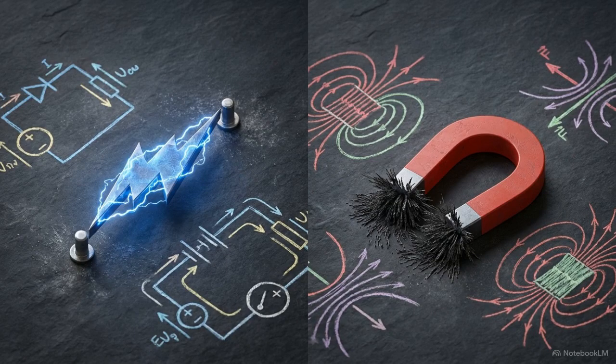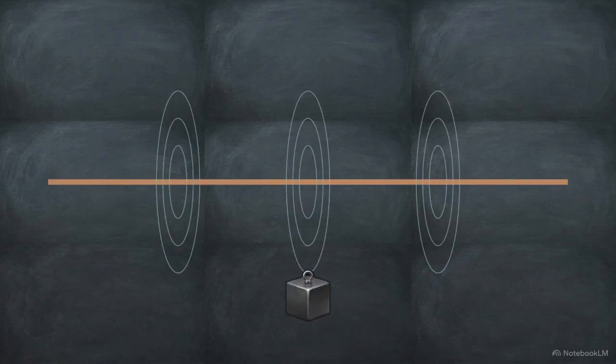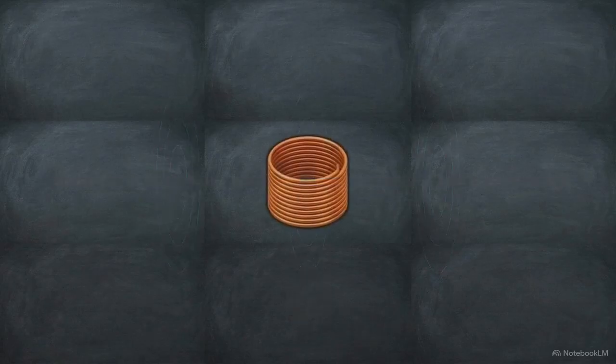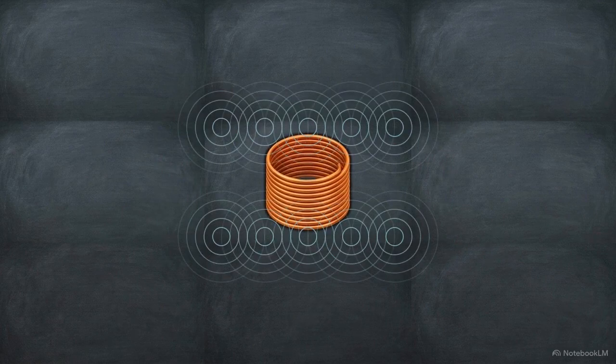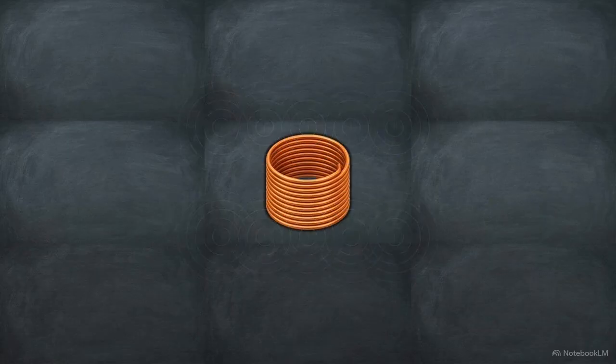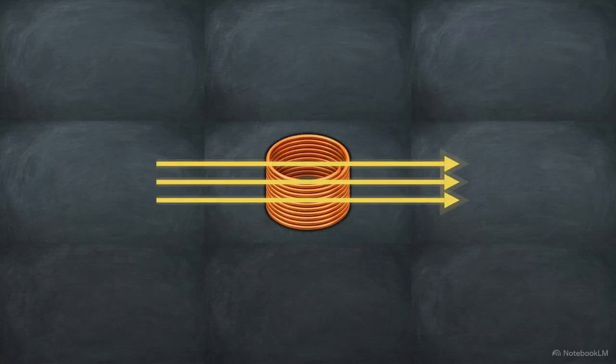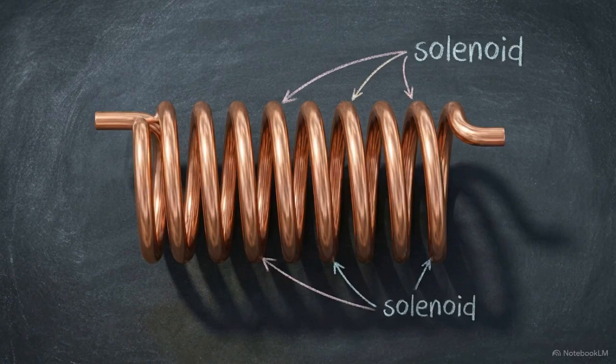magnetic fields. A single straight wire generates a radial magnetic field, but that field is too diffuse to perform heavy mechanical work. By coiling the wire into tight loops, those individual circular fields physically intersect. Opposing vectors on the outside cancel out. Inside, the vectors align and compound straight down the center, creating a uniform field. This specific coiled structure is called a solenoid.